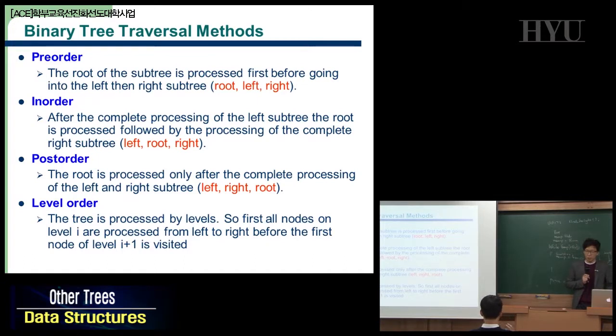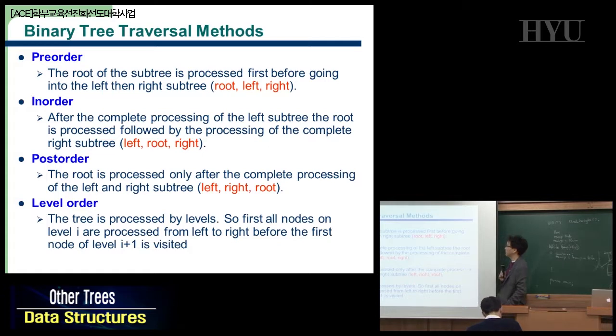They actually give four different ways of reading your tree traversal method: pre-order, in-order, post-order, level order. So easy, it's nothing much. If you take a look at that red font, root, left, right. The way of reading my tree is root, left, right. I'll come back to this. The root of a subtree is processed first before going into the left, then right subtree.